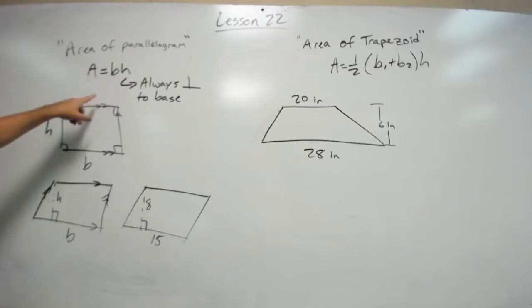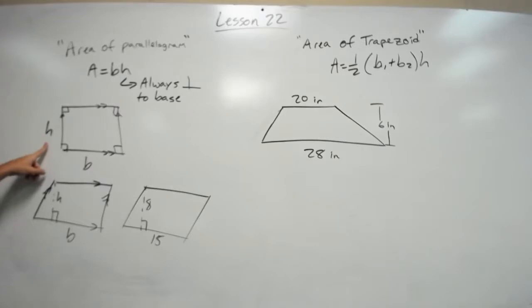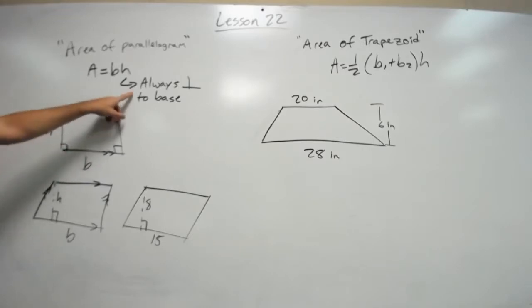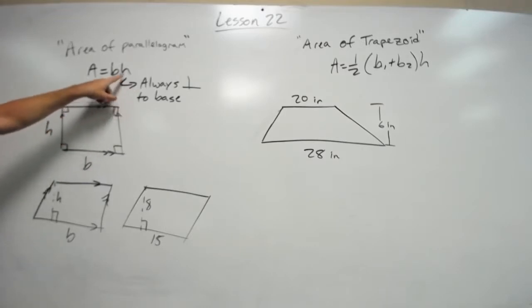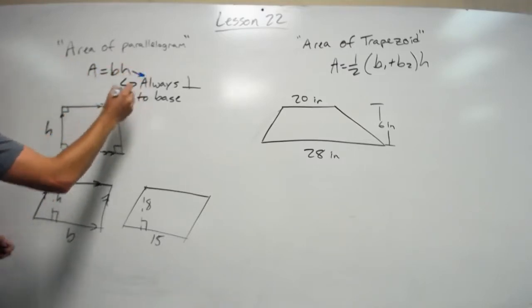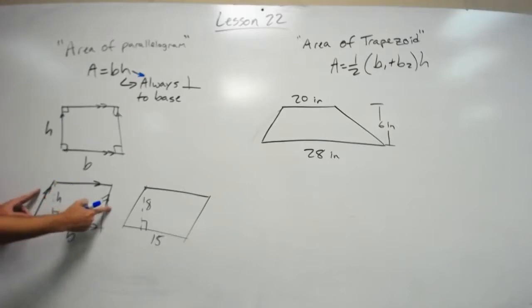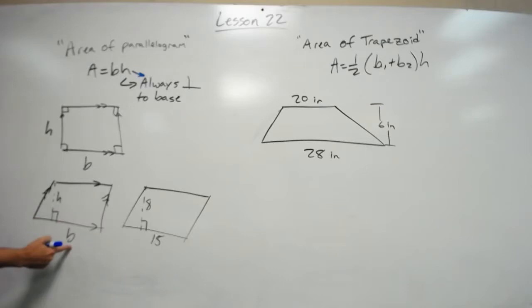Now, we've seen this in a square. We see base times height, but the key note is to always know that the height right here always has to be perpendicular to the base. So in a square it always is. But if you have a parallelogram, we've got parallel opposite sides. Our base is easy to find, but our height is always perpendicular.